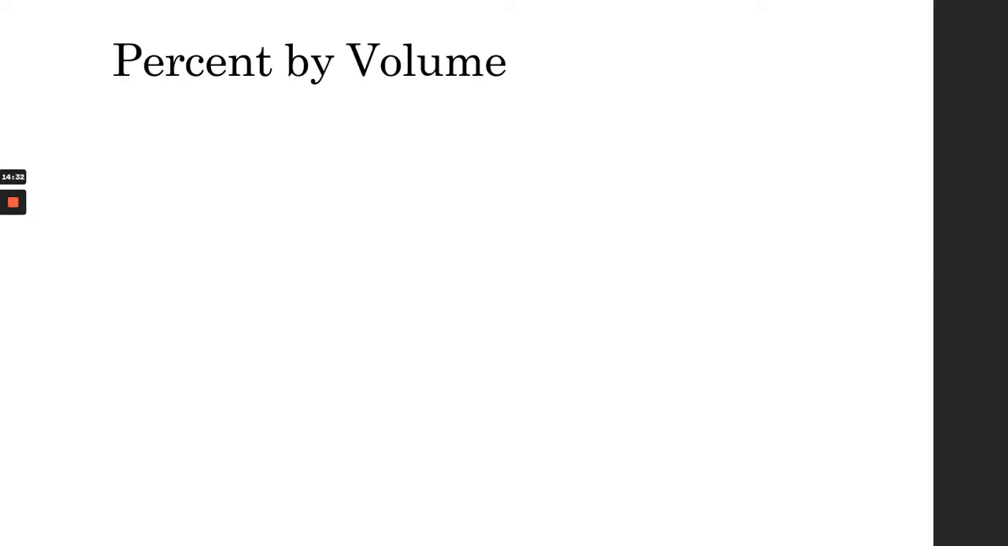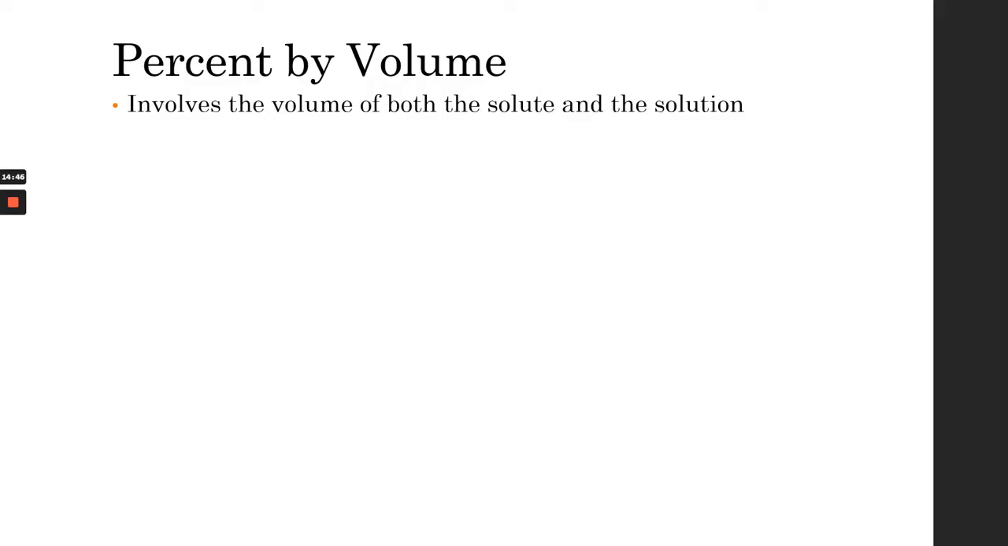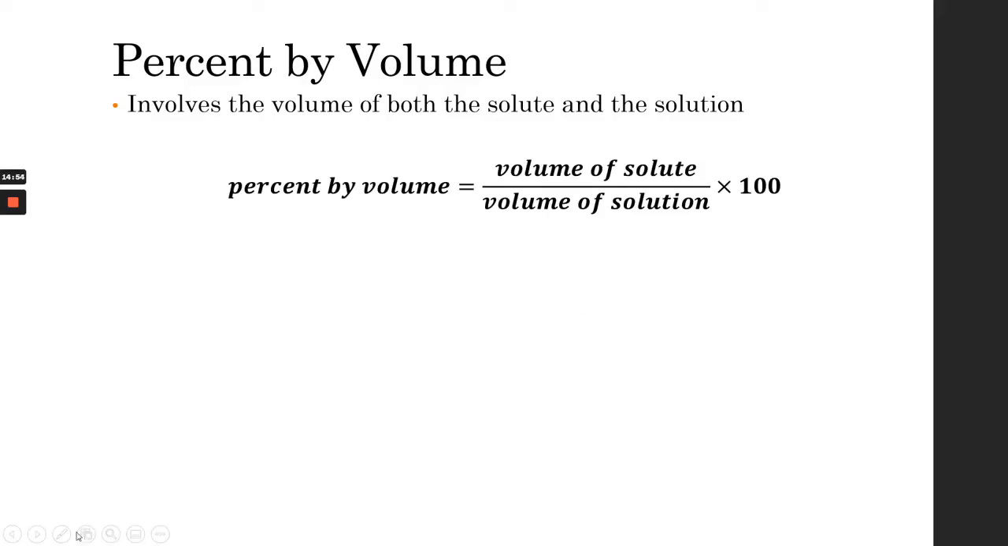Now let's move to percent by volume. If percent by mass is basically the ratio of the mass of solute over the mass of solution, percent by volume is almost the same. It involves the volume of both the solute and the solution. What that means is that percent by volume is basically the volume of the solute divided by the volume of the solution. Previously we discussed mass of solution. This time it's the volume of solution, so we're talking about milliliters. You usually use milliliters in percent by volume.